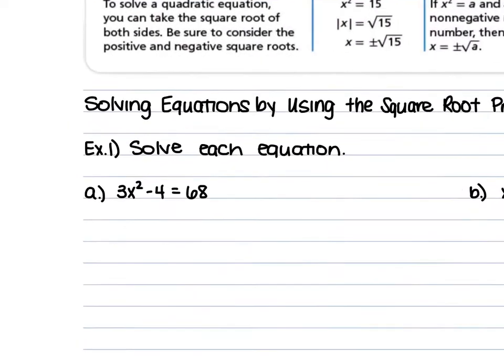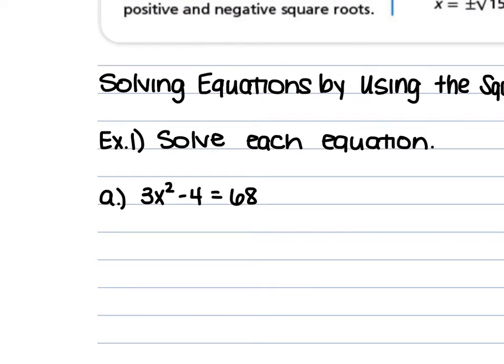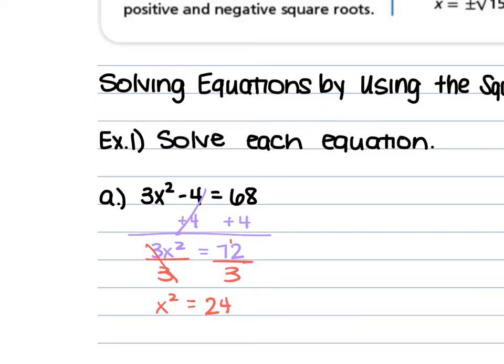So if we look at the first example, A, we have 3x squared minus 4 is equal to 68. Get your x squared by itself. Add the 4 to both sides. You have 3x squared is equal to 68 plus 4, which is 72. From here, just divide each side by 3. And we have x squared is equal to 3 goes into 7 twice with 1 left over, and then 3 goes into 12 4 times. So this is x squared is equal to 24.